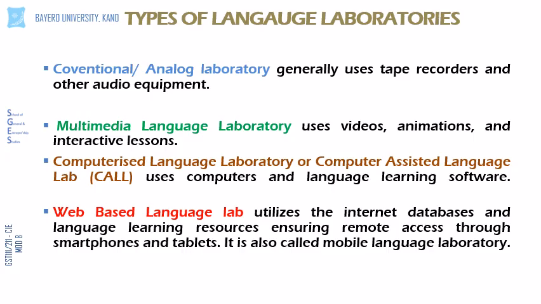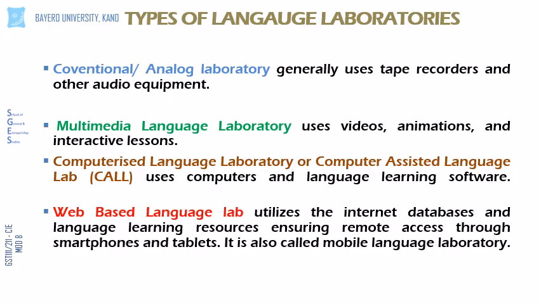Now, there are 4 different types of language laboratories. We have the conventional or analog lab, which is the traditional one, which uses tape recorders and other audio equipment. We have long since passed that era. Now we have other types of language labs which are more technologically advanced. For instance, the multimedia language lab, it uses videos, it uses animations, it uses interactive lessons between the teacher or language instructor and the learners.